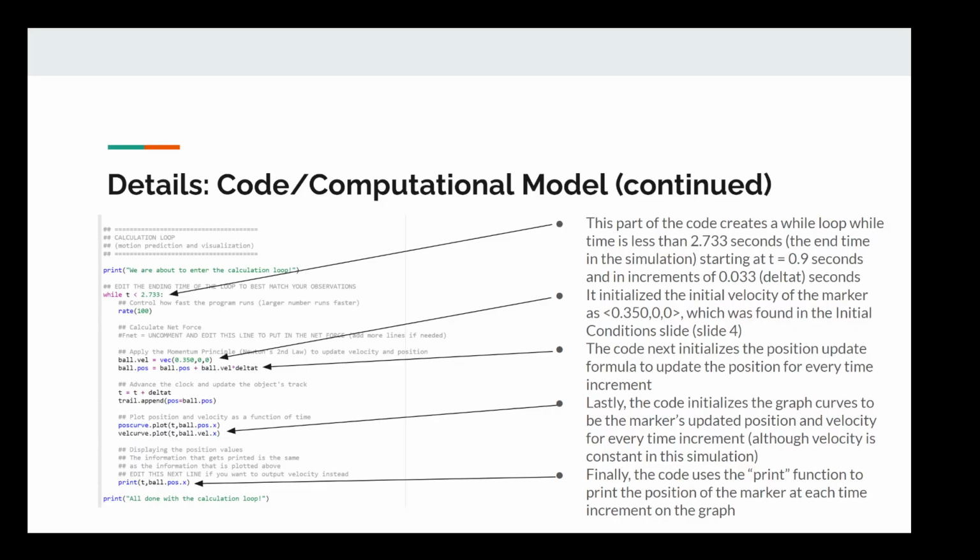This part of the code creates a while loop for the time, from the starting time to the ending time, and increments by delta t. We input the initial velocity, and then it updates the position and velocity and creates a curve for the graph, incrementing for every point of delta t, and then prints it.